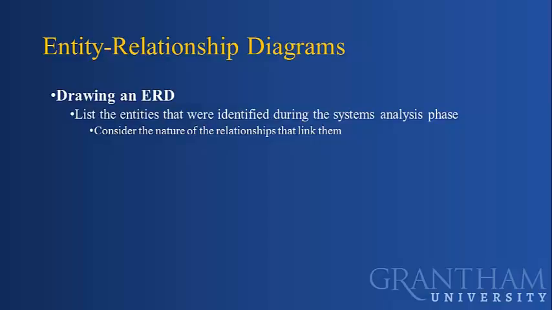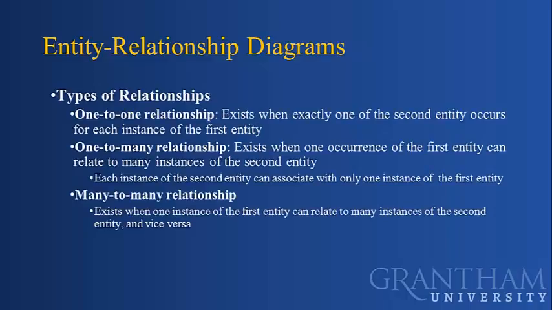Entity relationship diagrams. Drawing an ERD: list the entities that were identified during the systems analysis phase, and consider the nature of the relationships that link them. Types of relationships. A one-to-one relationship exists when exactly one of the second entity occurs for each instance of the first entity. A one-to-many relationship exists when one occurrence of the first entity can relate to many instances of the second entity. Each instance of the second entity can associate with only one instance of the first entity.